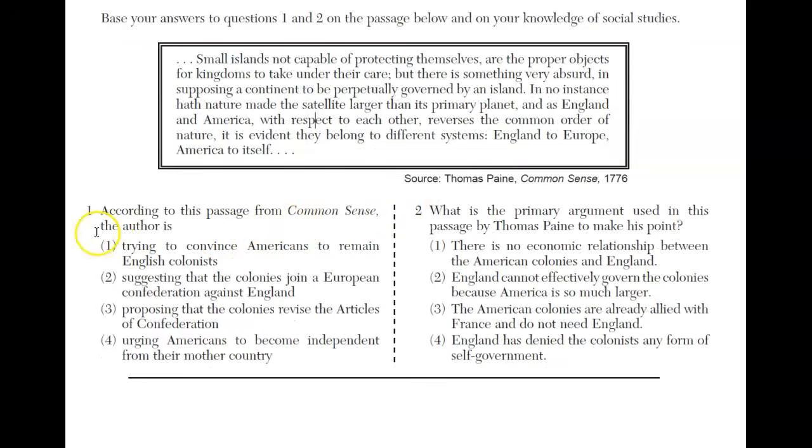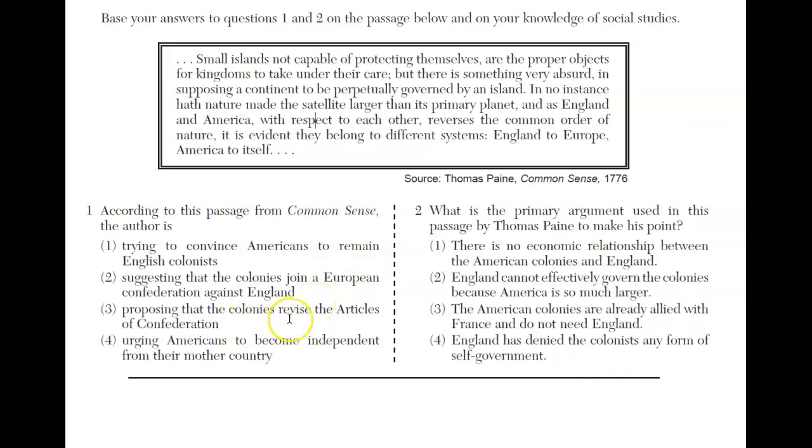Okay, so they ask you these questions. According to this passage from Common Sense, the author is doing what? Trying to convince Americans to remain English colonists? Seems to be just the opposite. Suggesting that the colonies join a European confederation against England. Well, where in here does he talk about America joining anyone else, even if it is to fight England?